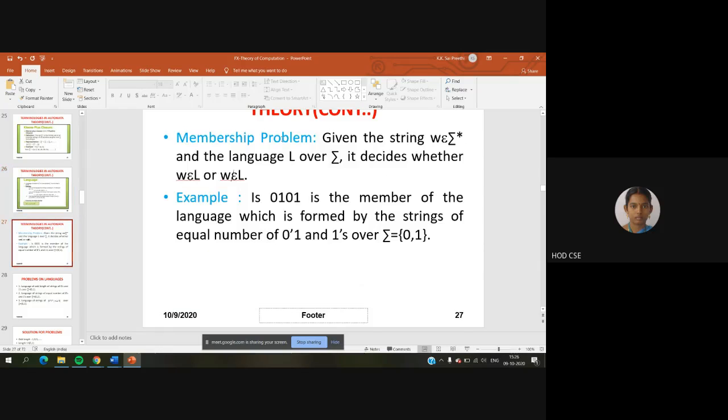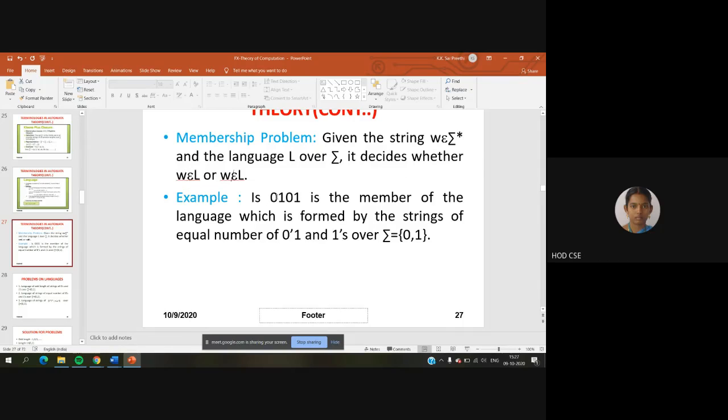If there is no member in the language, then only the language is called the empty language and denoted by null. The next definition is the membership problem. Given a string W belonging to sigma closure, the question is whether that W is present in the language or not. You can have any W that belongs to the sigma closure, but the question is whether W belongs to the language or not. That is called a membership problem.